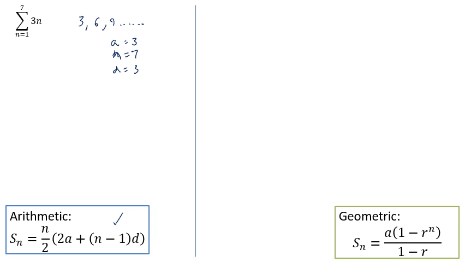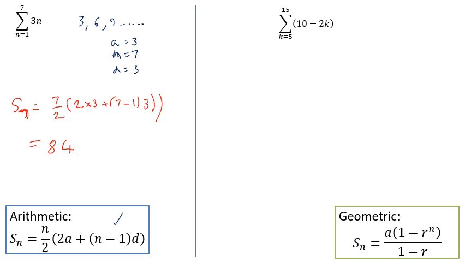And d is my common difference, which is 3. Now all I need to do is input those into my formula. So S of n, or S of 7, equals 7 over 2 times 2 times 3, plus 7 minus 1 lots of 3. When you input this into your calculator, we get 84. And so the sum of the first 7 terms of that series is 84.